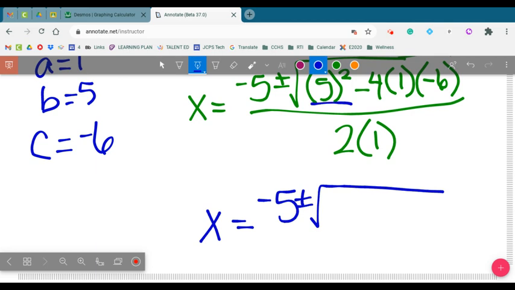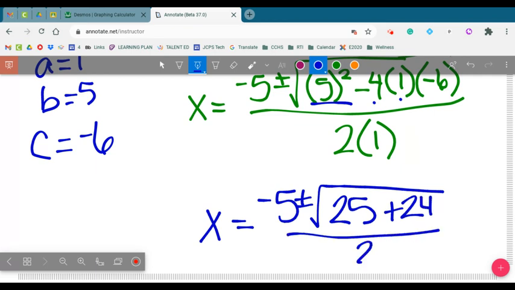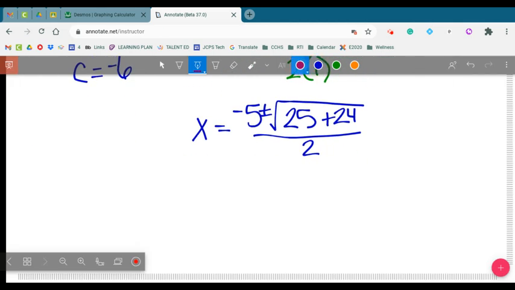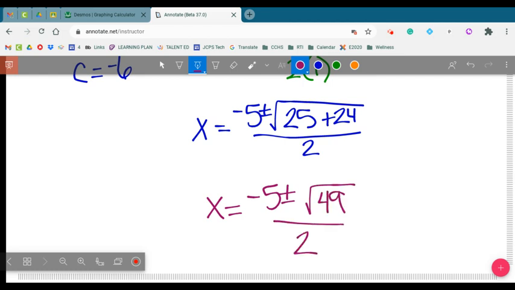5 squared is 25. Negative 4 times 1 is negative 4. Negative 4 times 6 is a positive 24. Divided by 2. Then we get x equals negative 5 plus or minus the square root of 49 divided by 2.